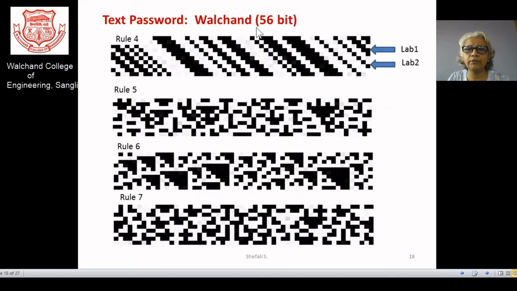I would like to go for another example. Suppose I have one password, let the password be Walchen. I try to convert this password into 56 bits. Why 56 bits? Because I want to communicate this for the DES algorithm, which has a key size of 56 bits. So I used here rule 4, rule 5, which are standard rules of cellular automata. It is not necessary to use these standard rules; I may design my own rule itself.